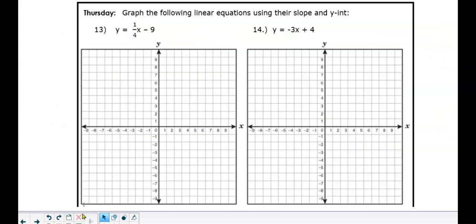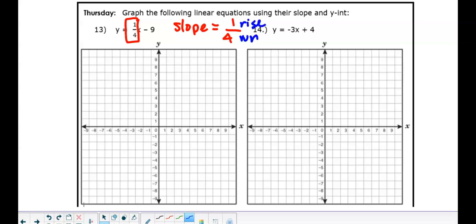Graph the following linear equations using their slope and y-intercept. So the slope of the number is the coefficient of x, and the slope is the ratio of the change in y over the change in x, known as the rise and the run. The y-intercept is the constant, and that's where you cross the y-axis or where you begin graphing. So we're going to begin graphing at -9. That's right down here.